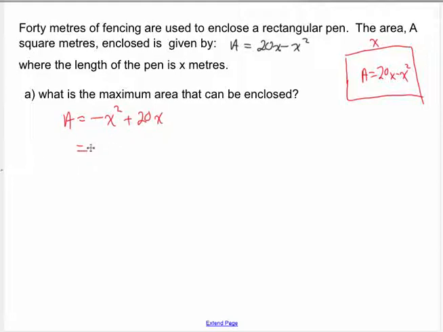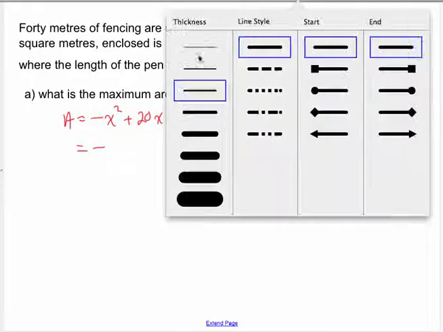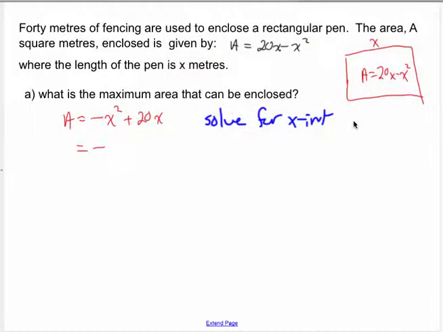So how do I do that? Well, I would either have to solve for the x-intercepts and then average them. Maybe I'll do it that way. Solve for the x-intercepts and then average them. So first, I will solve for the x-intercepts, and in doing so, I will have to set A equal to 0.